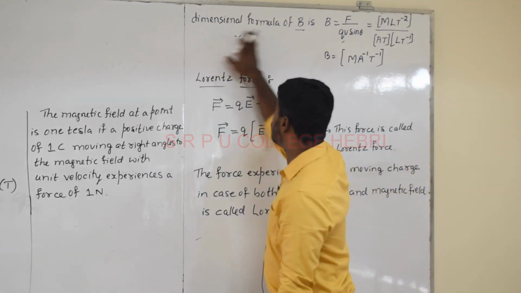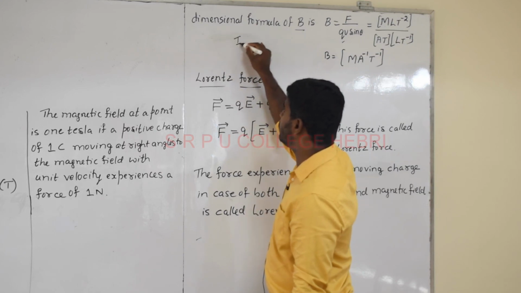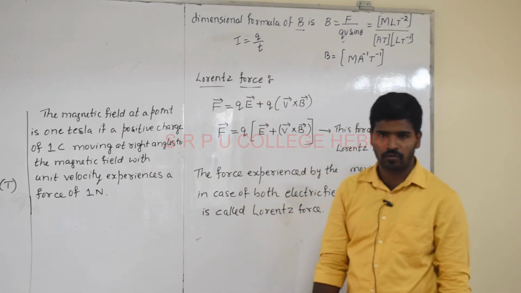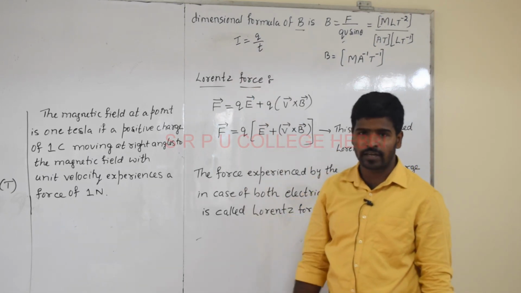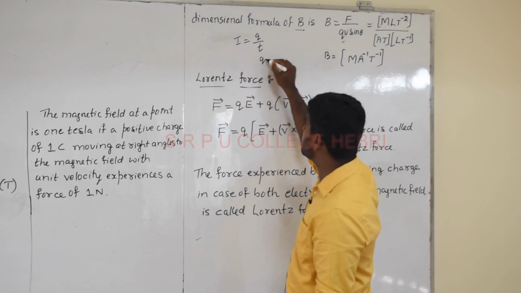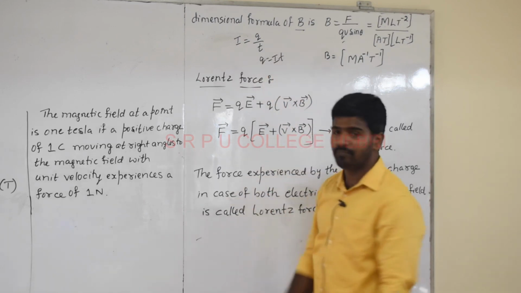According to the concept of electric current, we define it by the equation I is equal to Q by T. Therefore, Q is equal to I into T.